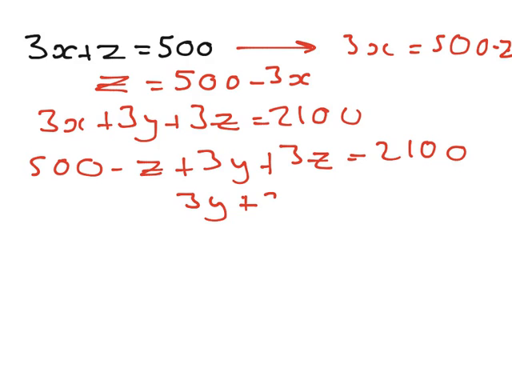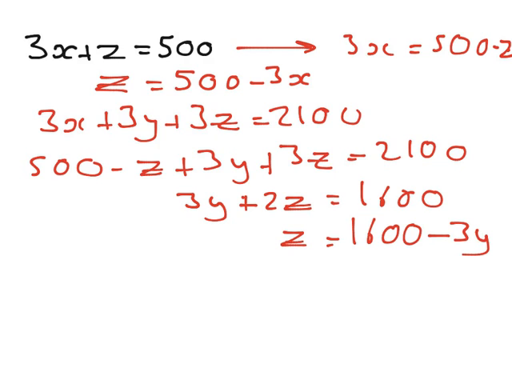So that's going to give me 3y plus 2z equals 1,600, which is going to be z equals (1,600 minus 3y) all over 2. So now I've got a connection between x, y and z.